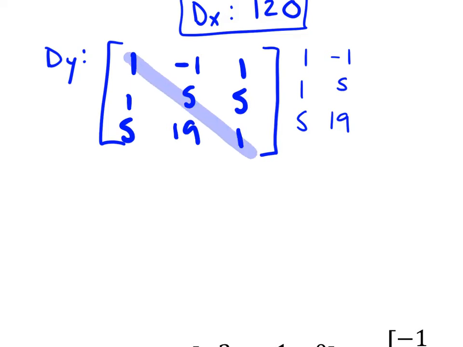So we multiply our majors and add them together first. So we have 1 times 5 times 1, which is 5. Negative 1 times 5 times 5 is negative 25. And 1 times 1 times 19 is positive 19. So what do we get when we add 5 minus 25 plus 19?